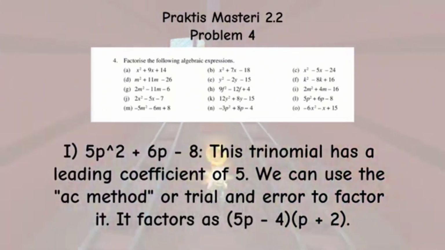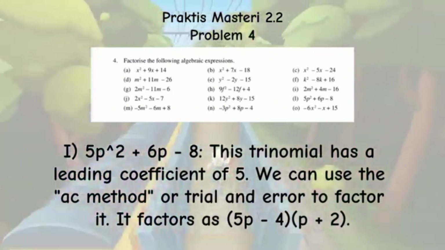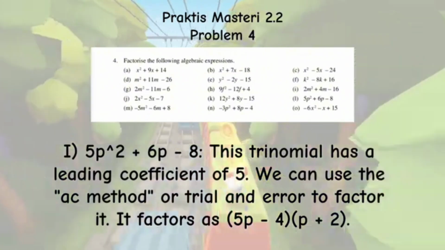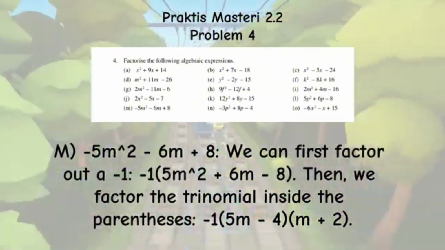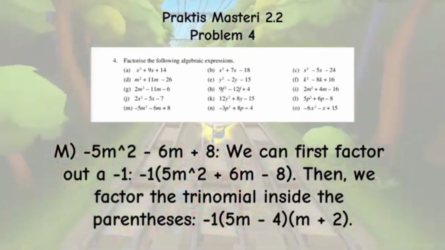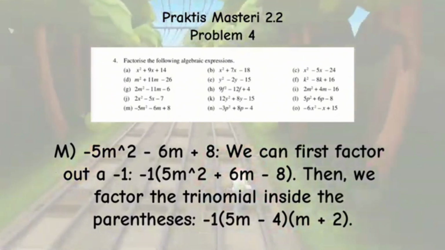l) 5p² + 6p − 8. This trinomial has a leading coefficient of 5. We can use the AC method or trial and error to factor it. It factors as (5p − 4)(p + 2). m) −5m² − 6m + 8. We can first factor out a −1: −1(5m² + 6m − 8).